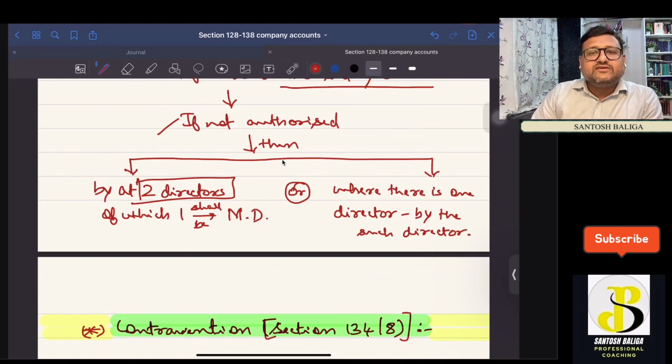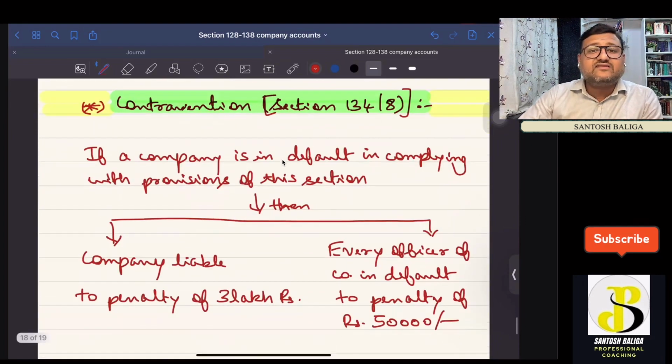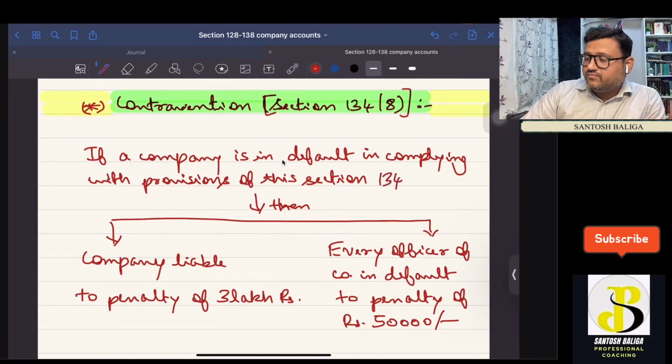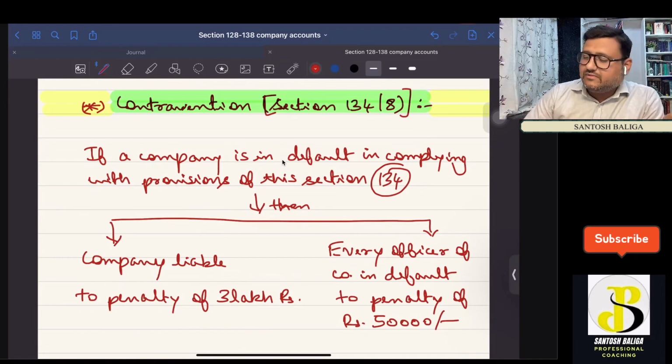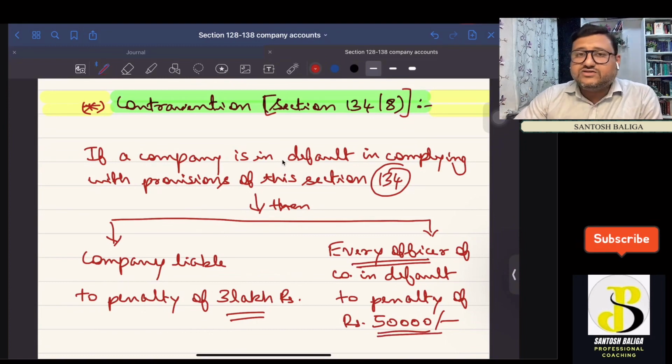Now there might be some companies where there is only one director. Then in that case, that single director will be signing the board report. Okay, this point is clear. Now the last point is, in case there is any contravention of any of the provisions of this section, this section means section 134, then there will be a penalty on the company as well as every officer who is found to be in default with the law. For the company, the penalty will be 3 lakh rupees, and every such officer who is in default will have a penalty of 50,000 rupees. So these are the provisions under section 134.